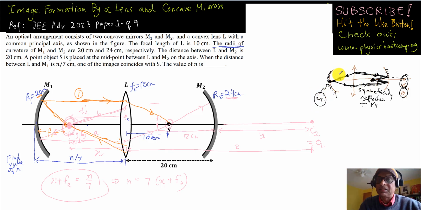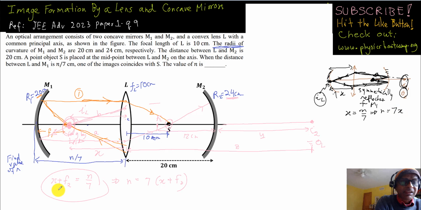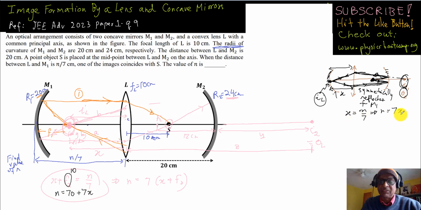If the image of the lens is the same distance, so if this was X, then this will be X, equal to the distance N over 7. So N equals 7X. So over here is N, and this is 10. So N equals 70 plus 7X. So I need to figure out X here, right? And there's another way that I can show you.